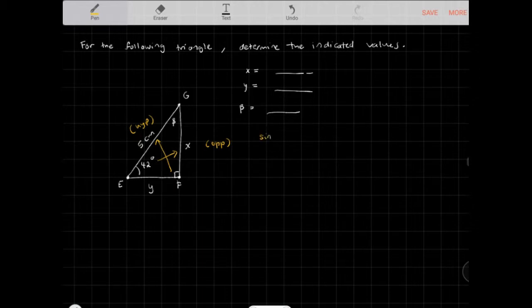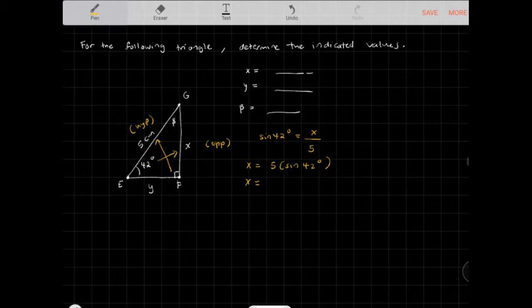I'm going to do sine 42 degrees is equal to the opposite side, x, over the hypotenuse, which is 5. In this case, x is equal to 5 times sine 42 degrees. You can find the value of the ratio if you plug it into your calculator. So make sure the settings of your calculator are in degrees. We'll take a look at other measurements of angles later on. As long as your angle is in degrees, you can solve for this.